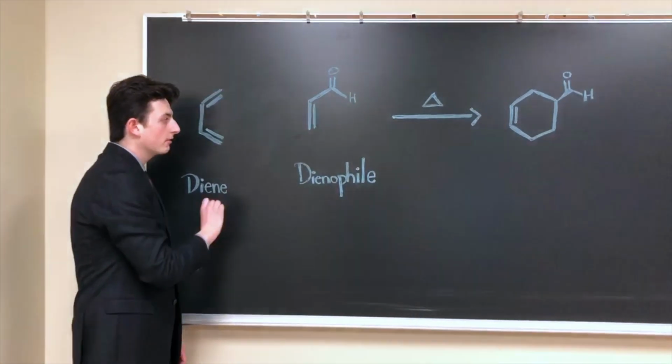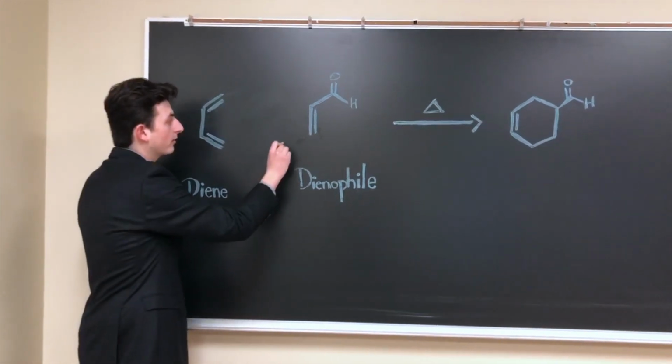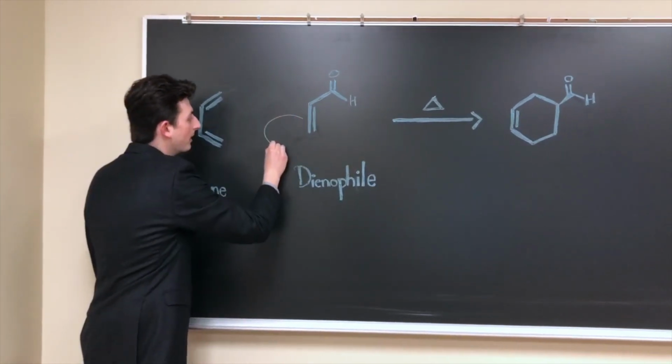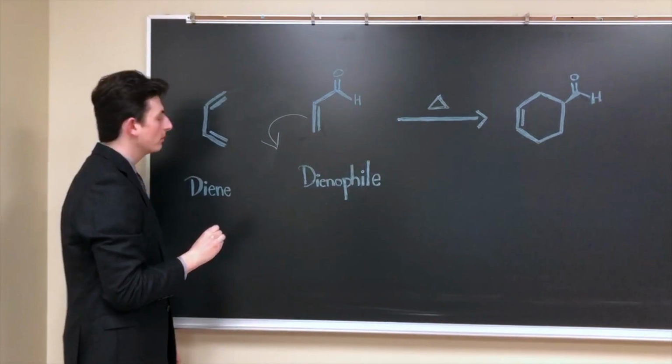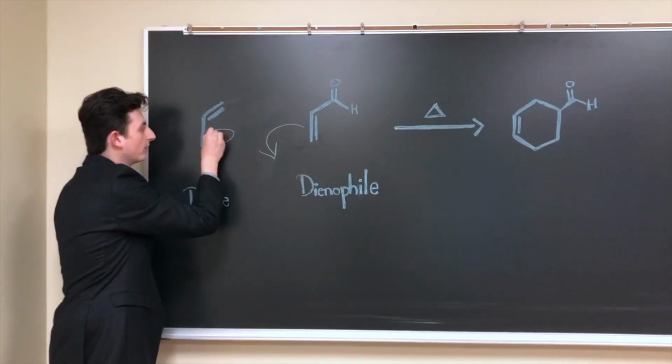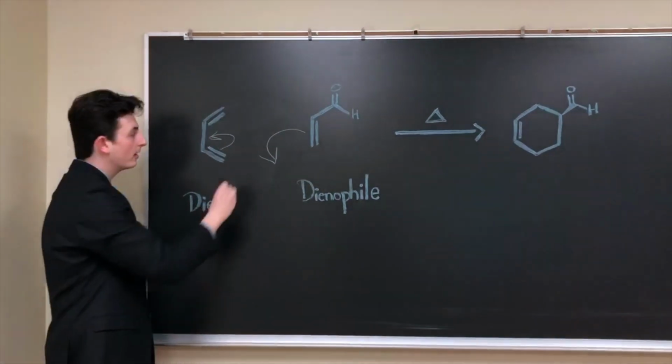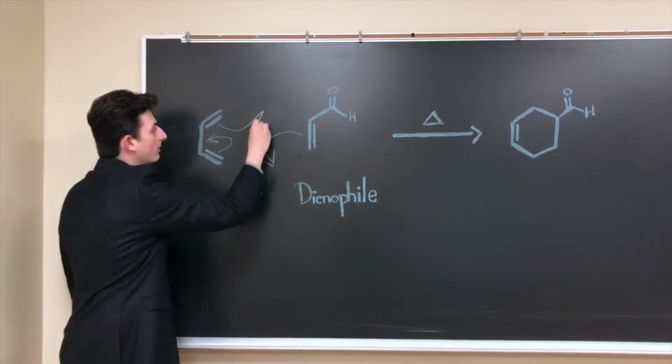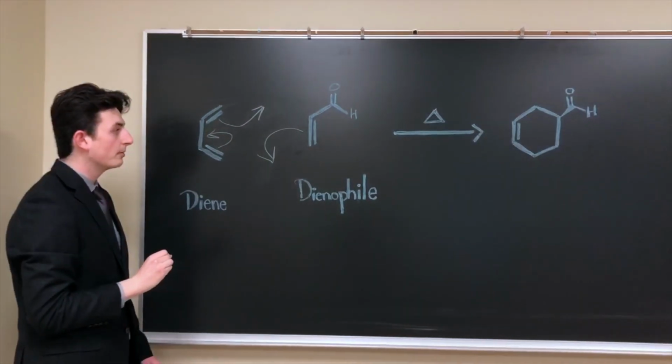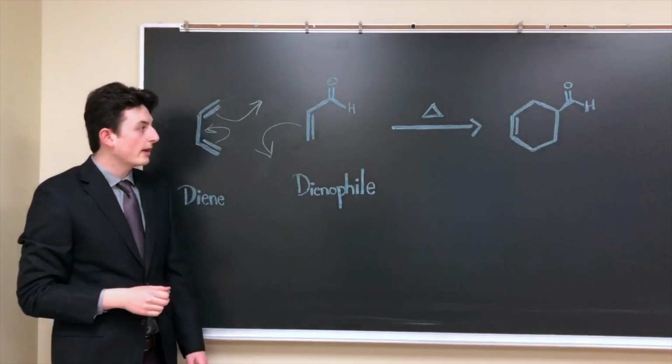The reaction involves the rearrangement of the pi electrons such that the pi electrons from this double bond swing down, forming a new sigma bond. Pi electrons from this double bond move up to form the new pi bond, and the pi electrons from this double bond swing up to form the other new sigma bond, thus resulting in the cyclohexane product.